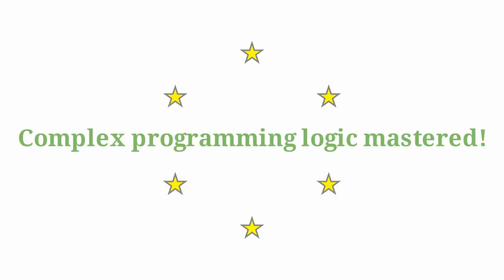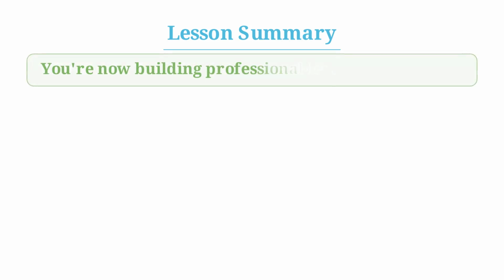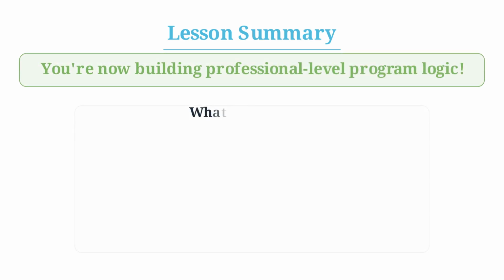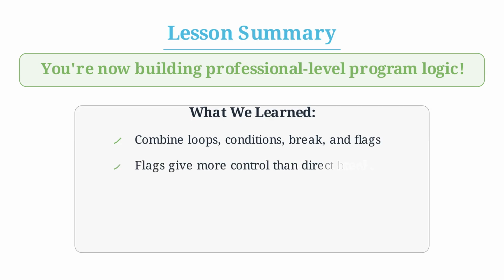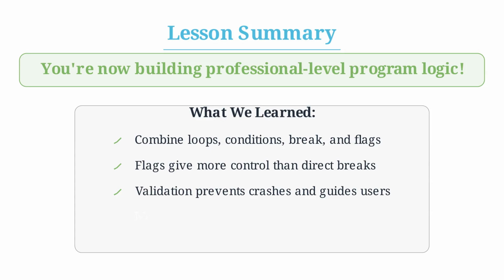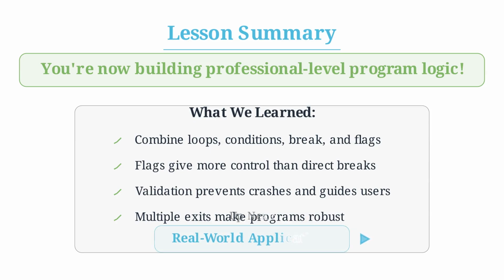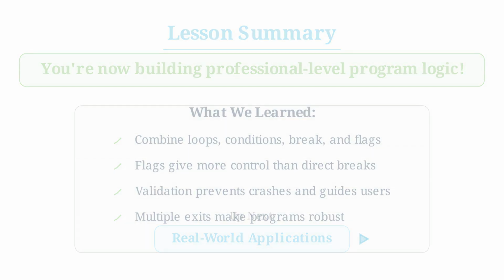Awesome! You've unlocked the secrets of complex programming logic. Incredible achievement! You've mastered the art of complex programming logic. We learned that professional programs combine multiple concepts seamlessly. Flag variables give us superior control over program flow. Input validation creates bulletproof user experiences, and multiple exit strategies make our programs robust and user-friendly. You're thinking and coding like a professional developer now. Next, we'll see these patterns in action with real-world applications.